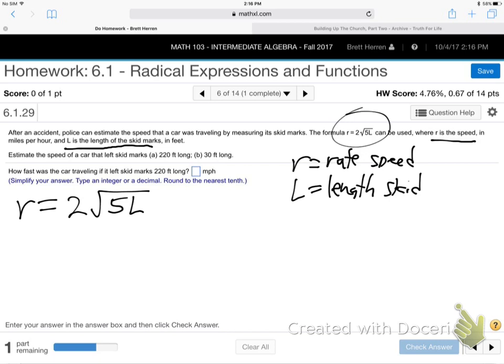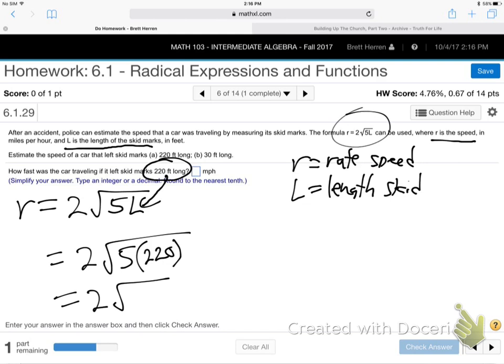So let's give it a try. On part A, they say if they find a 220-foot long skid mark, how fast was that car going? So what do you do with that 220? Just plug it in for L. It's the length. Just plug it in. 2 square root of 5 times 220, right? Because it's 5 times L, right next to the L. So 5 times 220. We good? So that's 2 square root of 1,100.